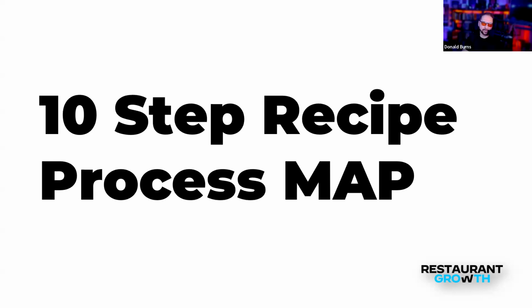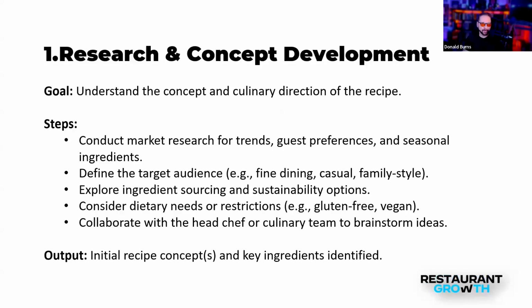So, 10-step recipe process map. Write these down. These are really, really critical. Number one, research and concept development. The first part is to understand where we want to go. What's the culinary direction? I have restaurants, and I can give you guys this stuff. In the Accelerator program, we have what we call brand guidelines.